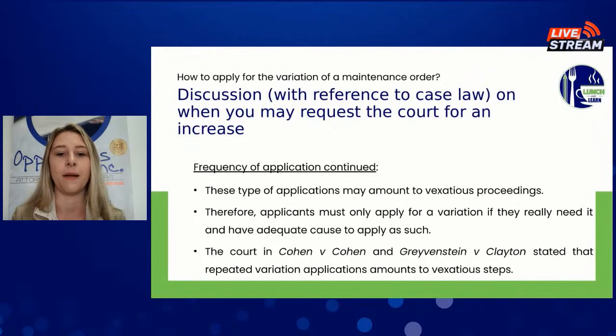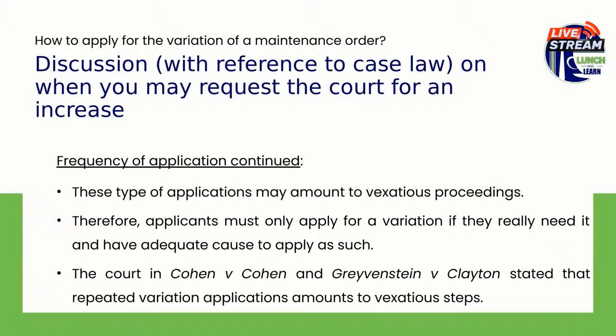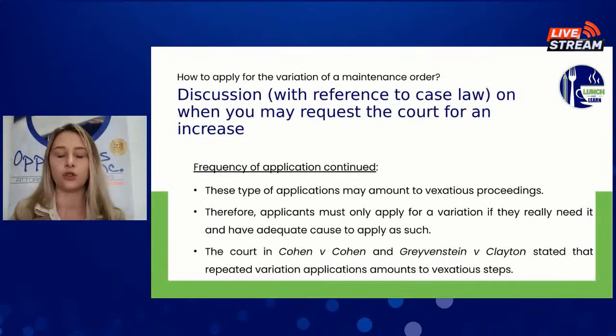So these types of applications may amount to vexatious proceedings. What does that mean? Well, it just means that you are constantly applying, you are going to court, you want to just get more money every single month, and you don't have sufficient reason for it, so it amounts to vexatious proceedings. The applicants must only apply for a variation if they really need it and have an adequate cause to apply as such. The court in Cohen versus Cohen and Gravenstein versus Clayton stated that repeated variation applications amount to vexatious steps. So your reason is not true and valid. You are just doing this to go to court, and you're not doing it because you really need that variation. And so don't do that. Rather, only apply for the variation when you have a sufficient reason. Don't go every month or every other month and apply for a variation if you do not have sufficient reason or adequate cause to apply for such.